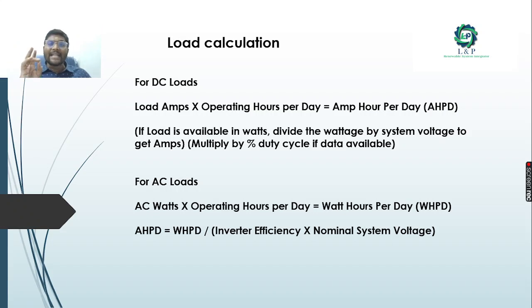Okay, and the next thing is that if you're planning for an AC load, then you need to know the wattage of that AC load and how many hours you're going to operate it in a day, so that you are able to sort out the watt hour per day. And after calculating the watt hour per day, if you want to calculate the ampere hours per day, then you need to divide the watt hour per day by the inverter efficiency and the nominal system voltage, because nominal system voltage is very important.